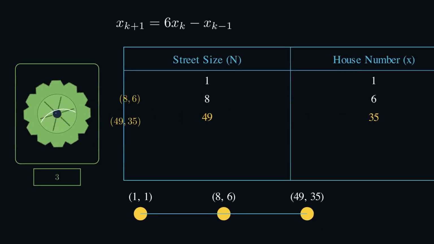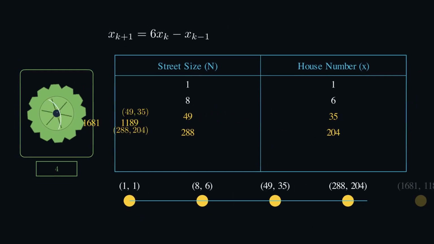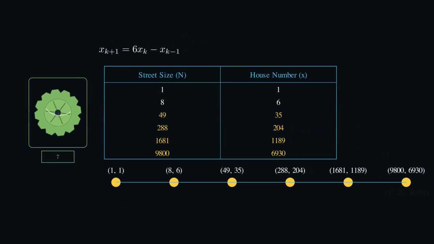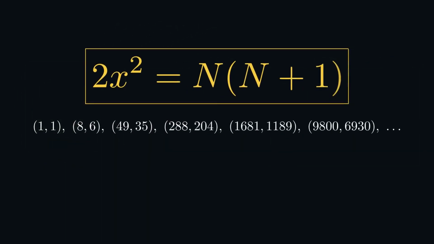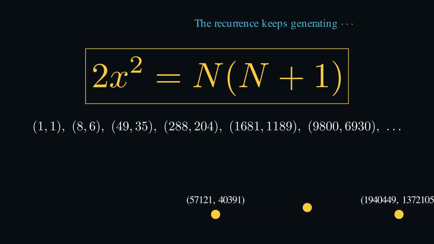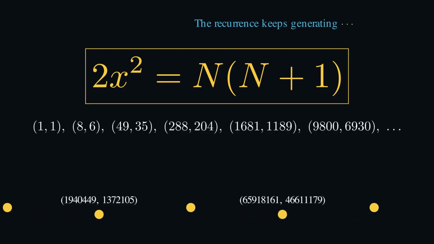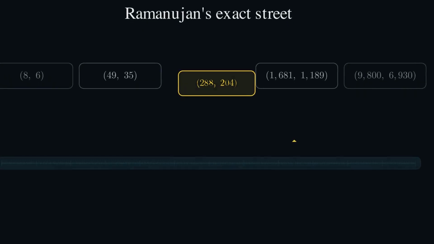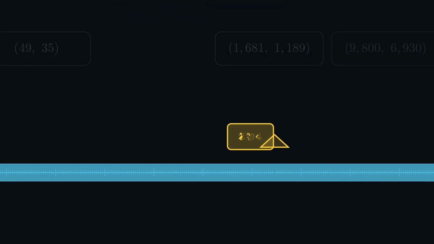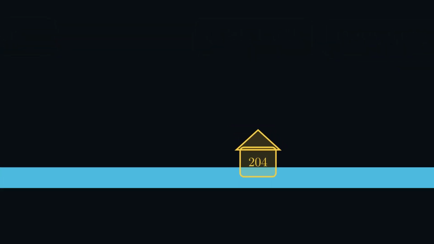Next come 288 and 1,681, with their balanced addresses generated alongside. Repeated application creates an accelerating cascade of larger integer pairs. Because the recurrence comes from a norm 1 Pell unit, every output satisfies the original balance equation. Return to the bound between 50 and 500. The family selects street 288.